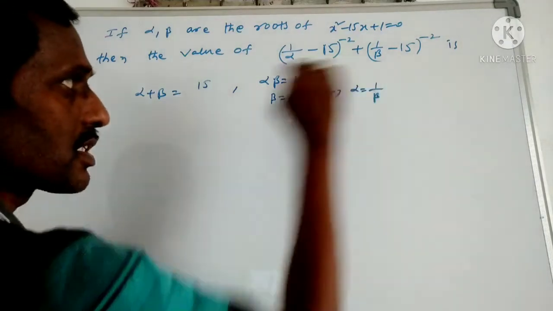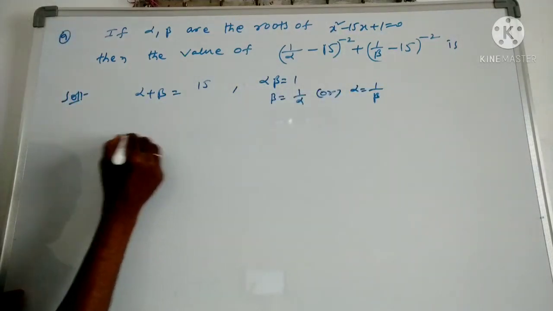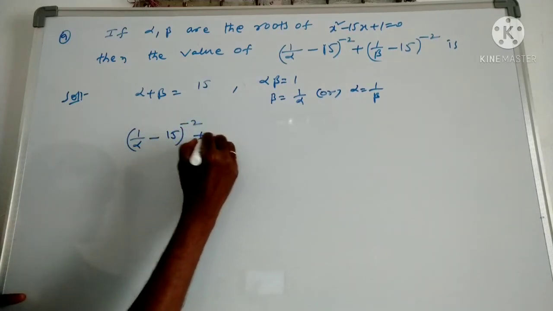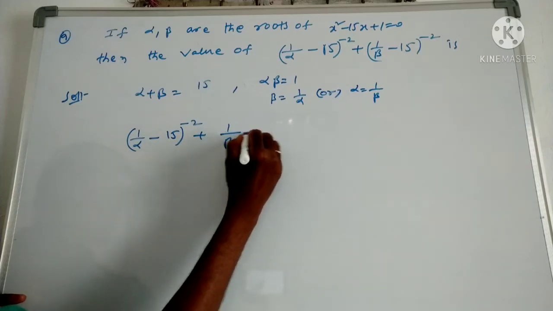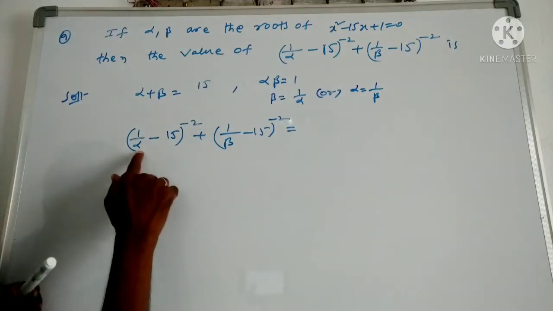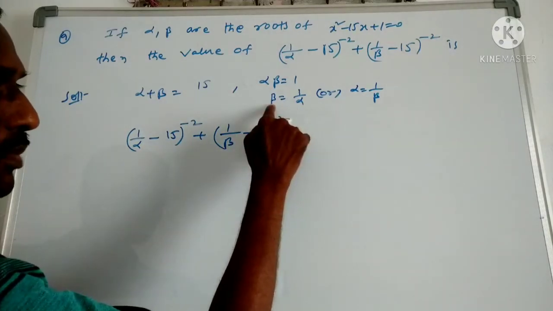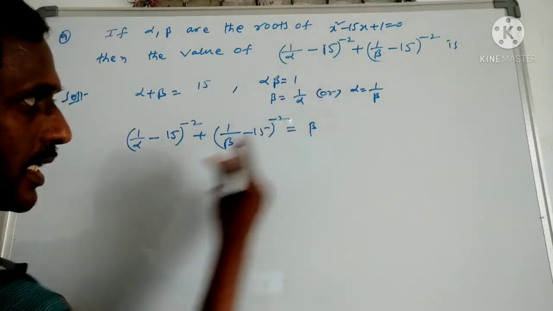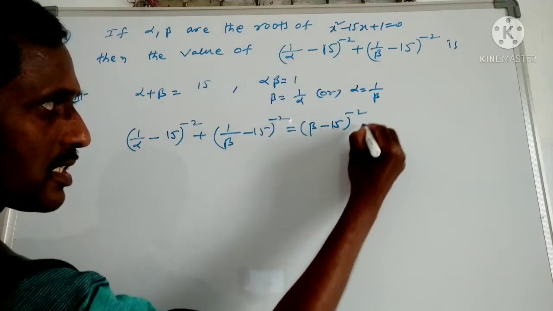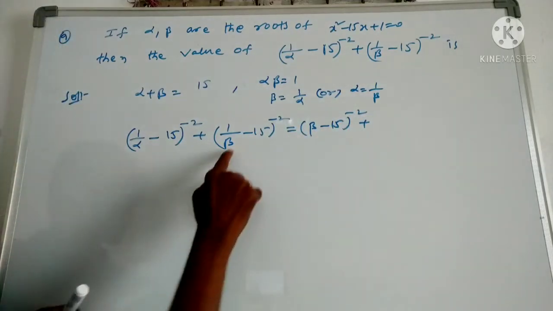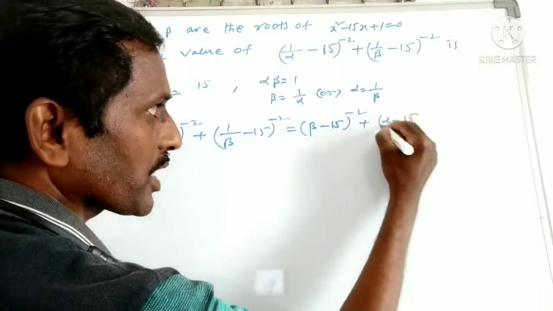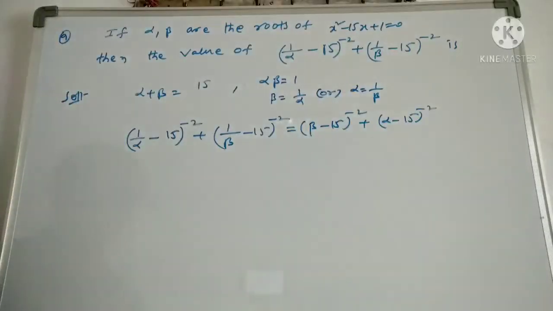We have to find the value of this. Let us write it: 1 by alpha minus 15 to the power of minus 2, plus 1 by beta minus 15 to the power of minus 2. This is the value you have to find. So what is the 1 by alpha value? 1 by alpha is nothing but beta. So we can write this as beta minus 15 as it is, to the power minus 2 as it is. Plus sign. Once again, 1 by beta, what is the value? Alpha. Write the value: alpha minus 15 to the power of minus 2 as it is.